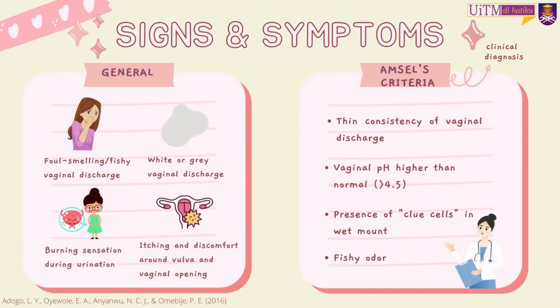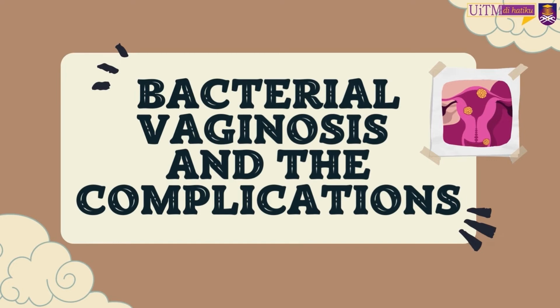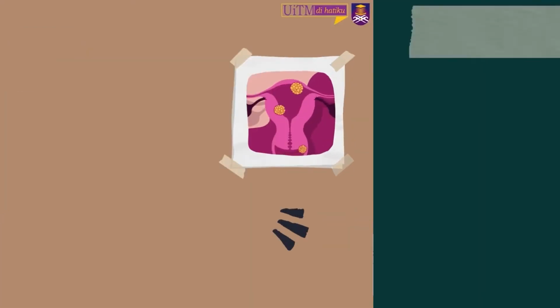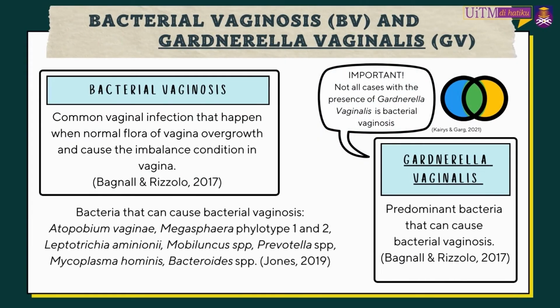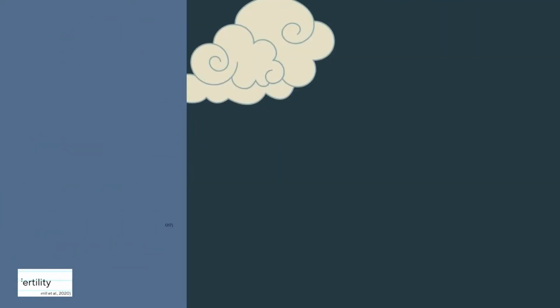So these are the signs and symptoms, which can be in general and also based on EMSEL's criteria. Next is bacterial vaginosis and the complications. Correlation between bacterial vaginosis and Gardnerella vaginalis. The 6 complications of Gardnerella vaginalis.